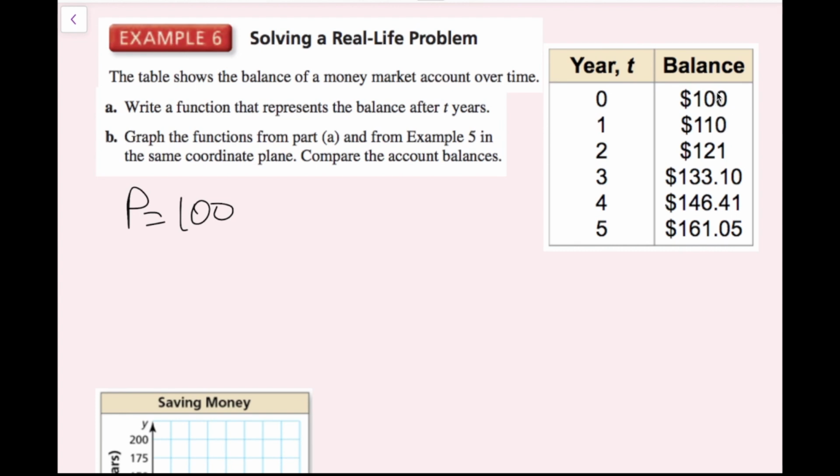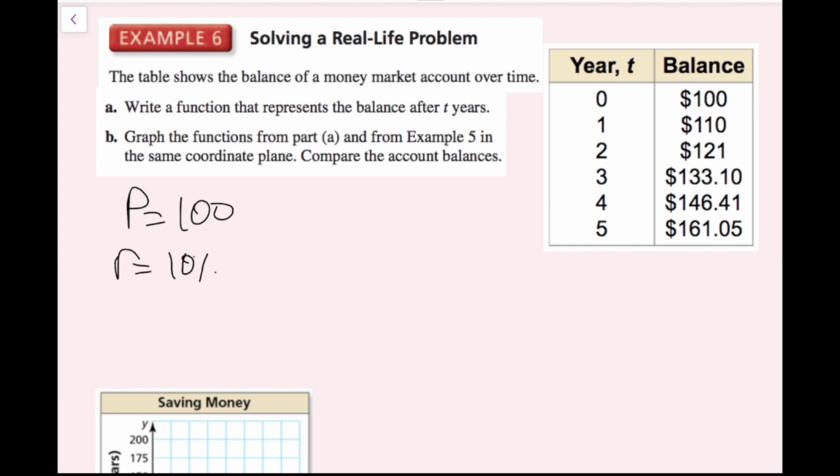And then if you notice, each time here, I'm increasing my previous value by 10%. So to get from 100 to 110, I can multiply by 1.1, which is the same thing as a 10% increase. And then to get from 110 to 121, I still multiply by 1.1, and so on. That's what I'm doing each time. So my growth factor is going to be 1.1, which means I have a 10% increase. So R will be 10%.